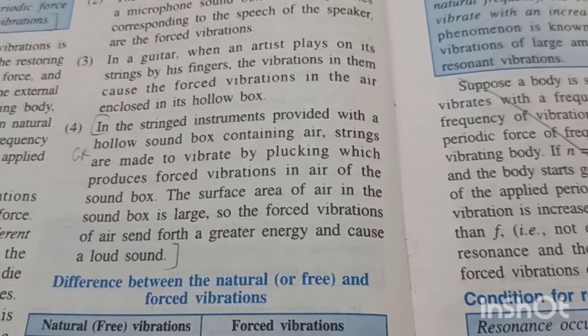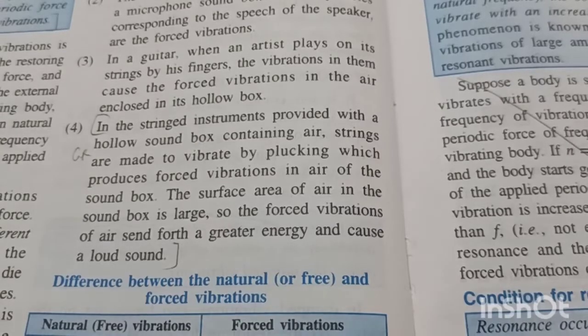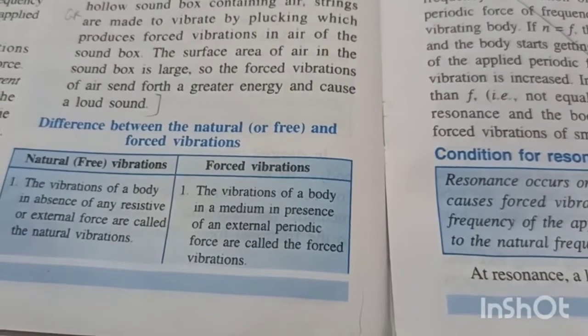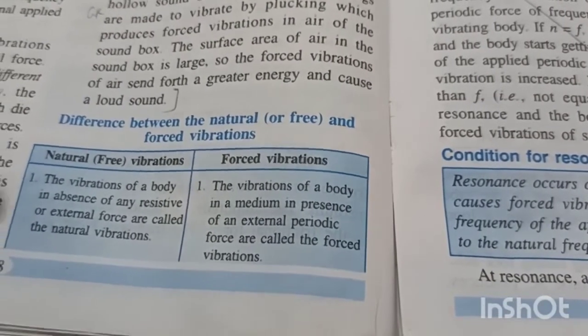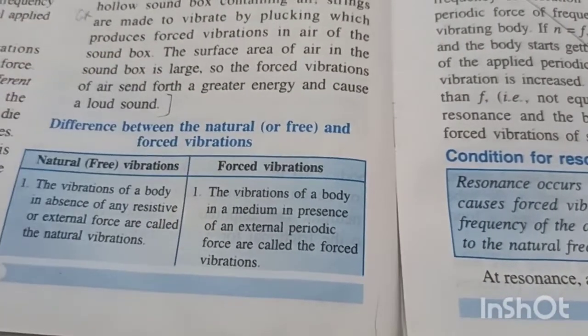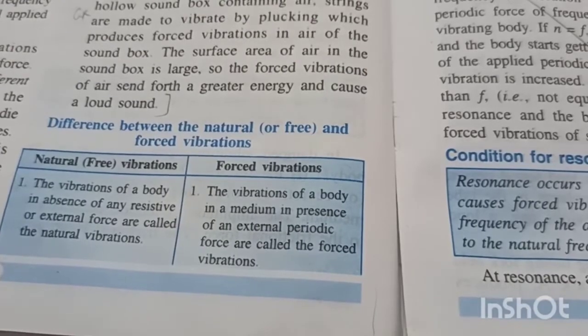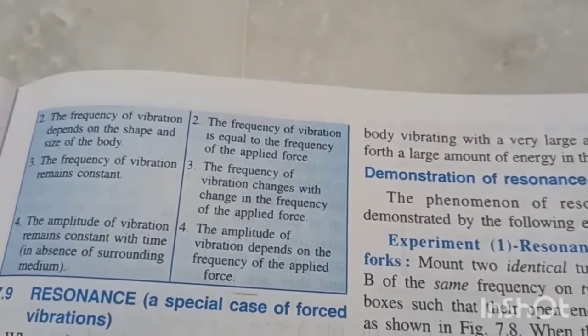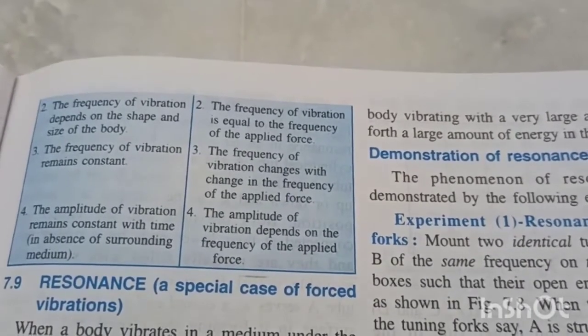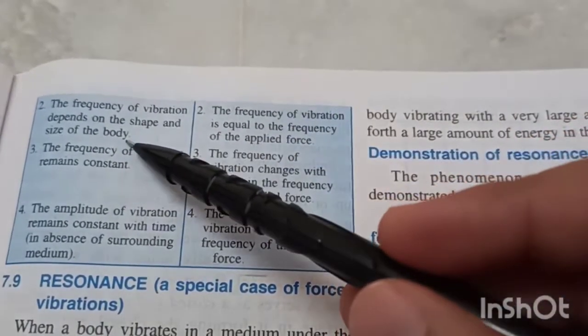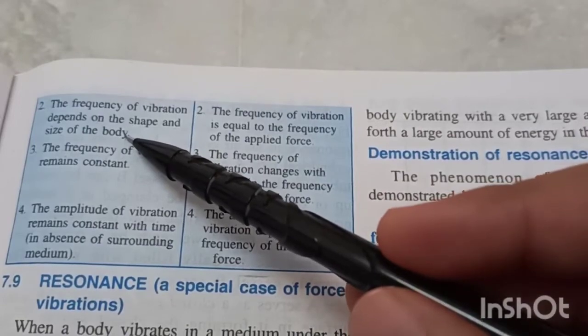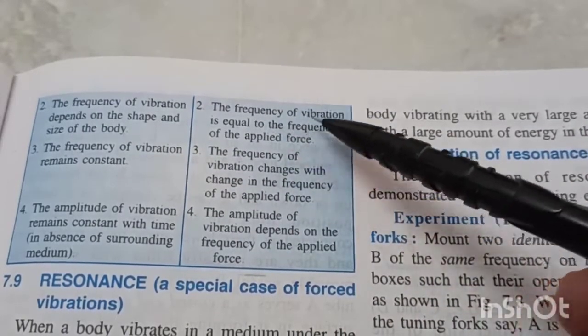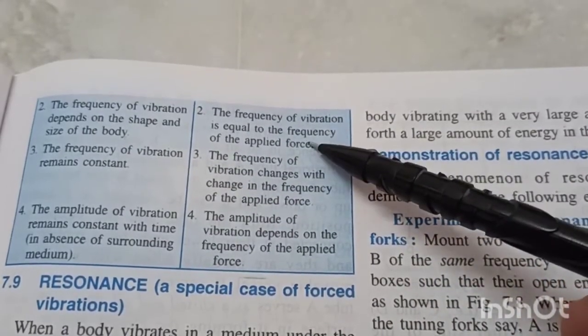So now you know the difference between natural and forced vibrations. In natural vibration, there is no external force acting, but in forced vibrations, an external force is acting. Here, the frequency of vibration depends on the shape and size of the body itself. Every object has its own natural frequency, whereas here the frequency of vibration depends on the frequency of the applied force.